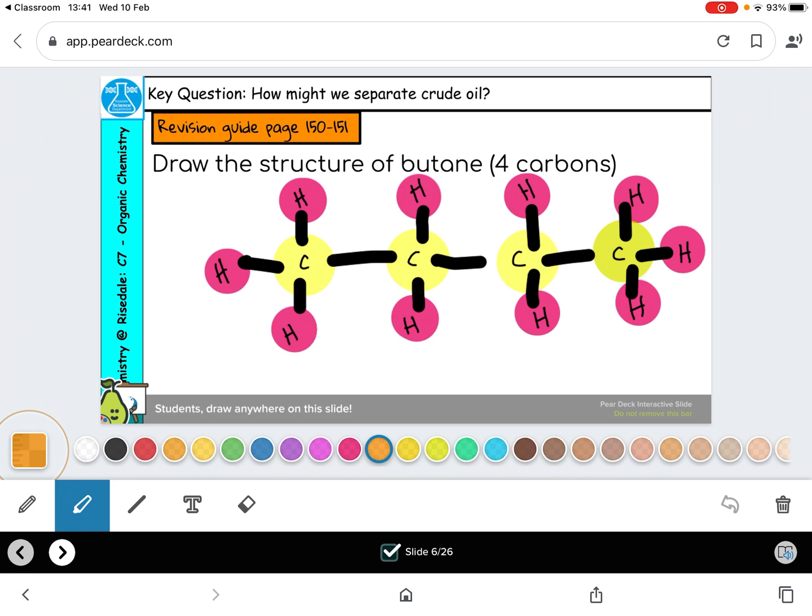Now, draw the structure of butane, which has 4 carbons. So I told you carbons form 4 bonds and hydrogens form 1 bond. So butane has 4 carbons and 10 hydrogens.